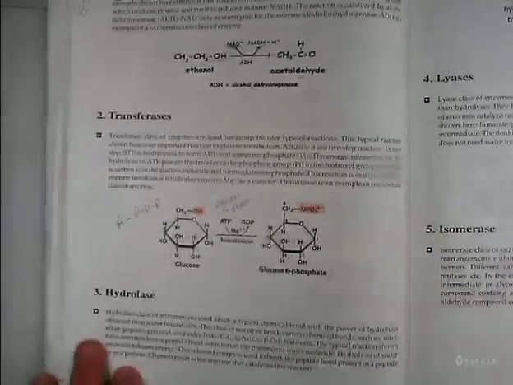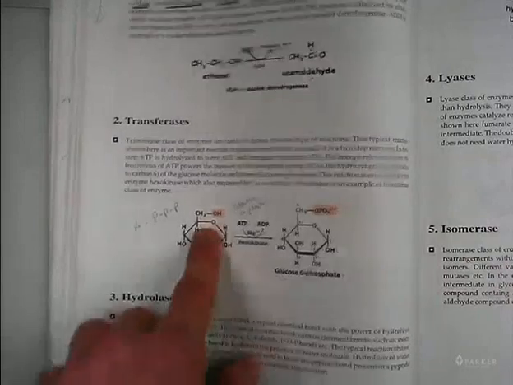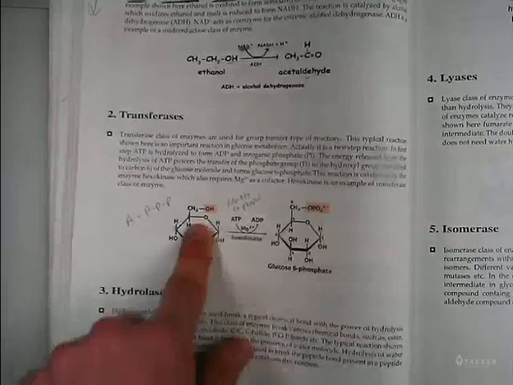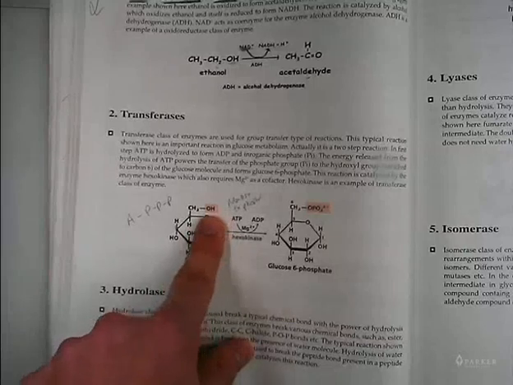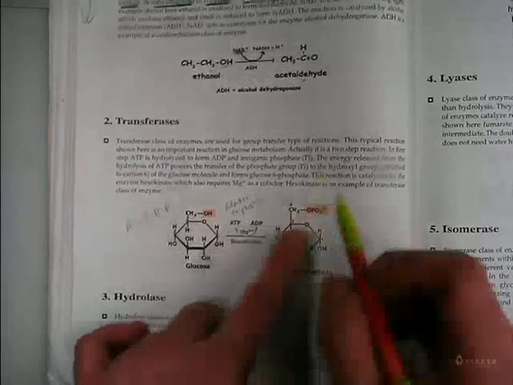Cool. Why does OH become OPO3 2 minus? Because the phosphate group replaced that OH group. Oh, so the P is not just a P, it's PO4 minus or PO3. Actually, PO4 minus, right?